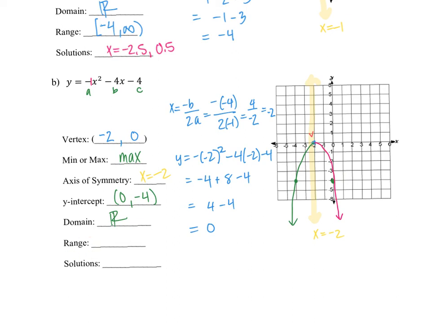The range has changed though. Notice that the highest value here is at this maximum, which is y equals 0. So that's the highest point. The lowest point, notice how it's pointing down. So if it's pointing down, it's going to -infinity for y. So this is going from -infinity to 0.